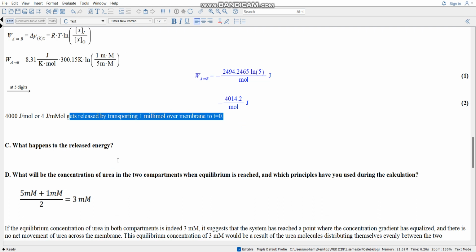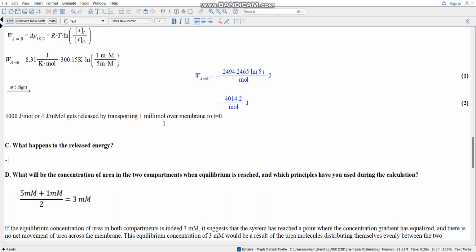And what about C here? What happens to the released energy? Okay, think about it. When we're talking about passive transport, such as diffusion, the movement occurs spontaneously down the concentration gradient. And instead, the energy associated with the concentration gradient drives the movement of molecules. Therefore, there wouldn't be energy released or consumed in the process of passive diffusion itself.